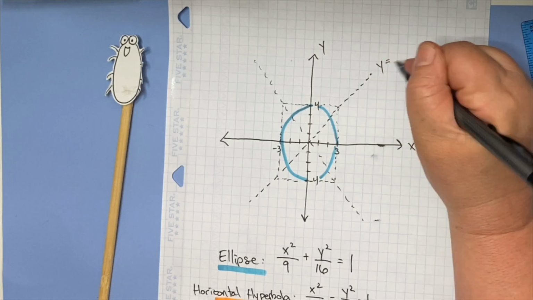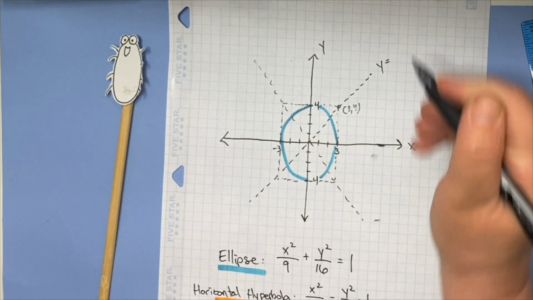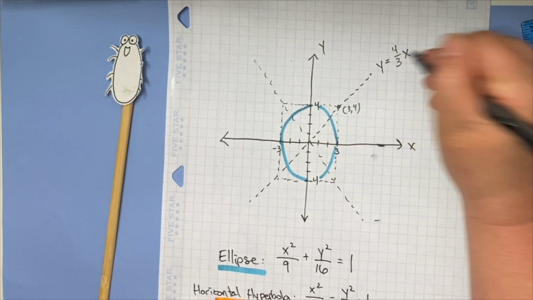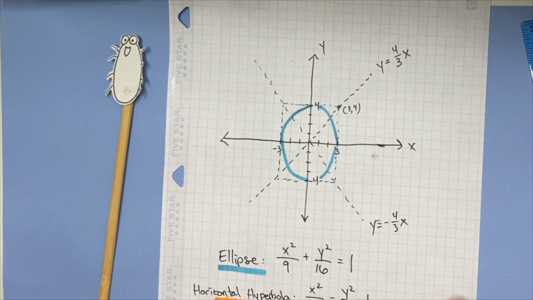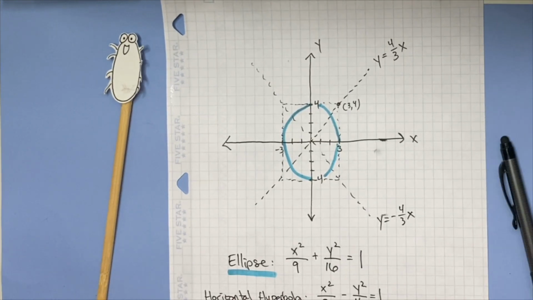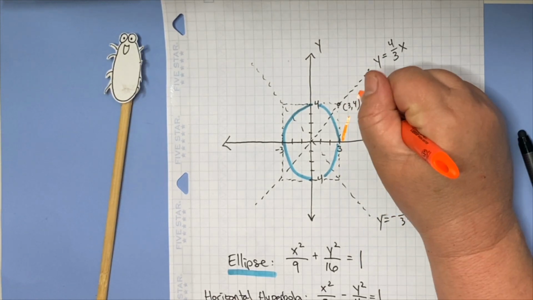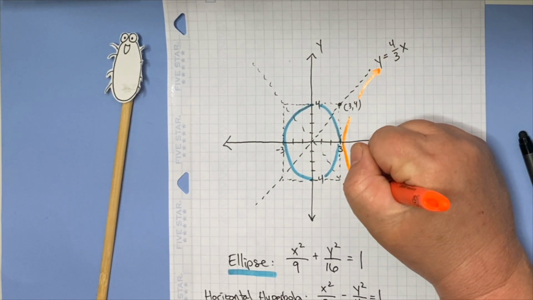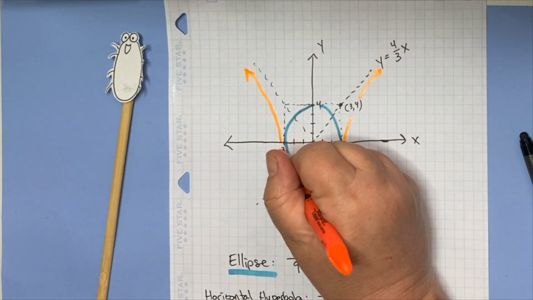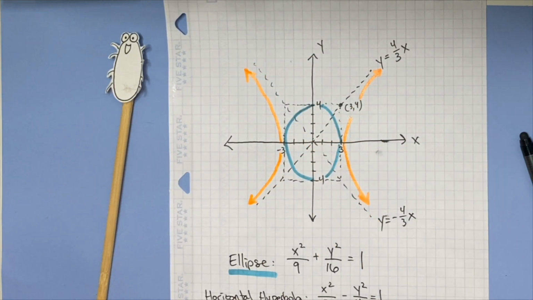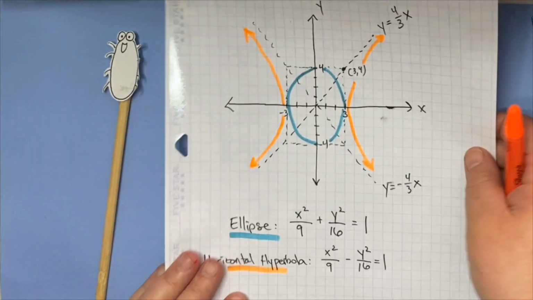This would be y equals, remember it depends on this point. This is 3, 4. So y equals 4/3 x. This is going to be y equals negative 4/3 x. Okay. And the horizontal hyperbola is going to be right here, looking a little bit like this, curving in towards those asymptotes. Okay, so that's the horizontal hyperbola.